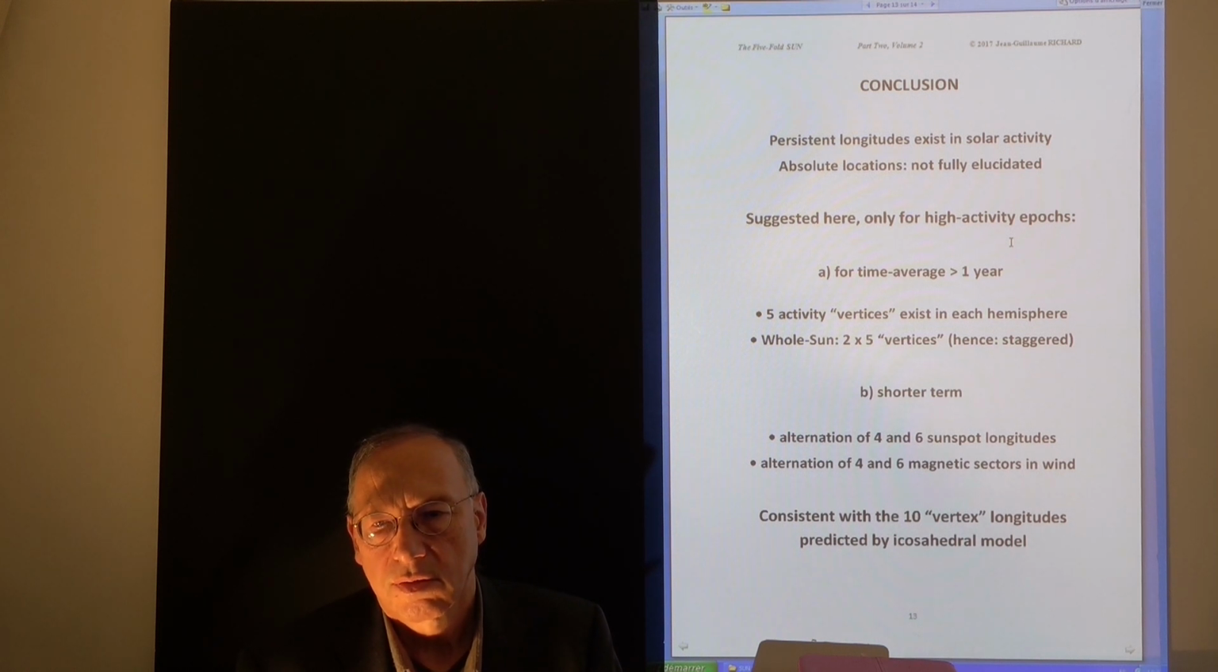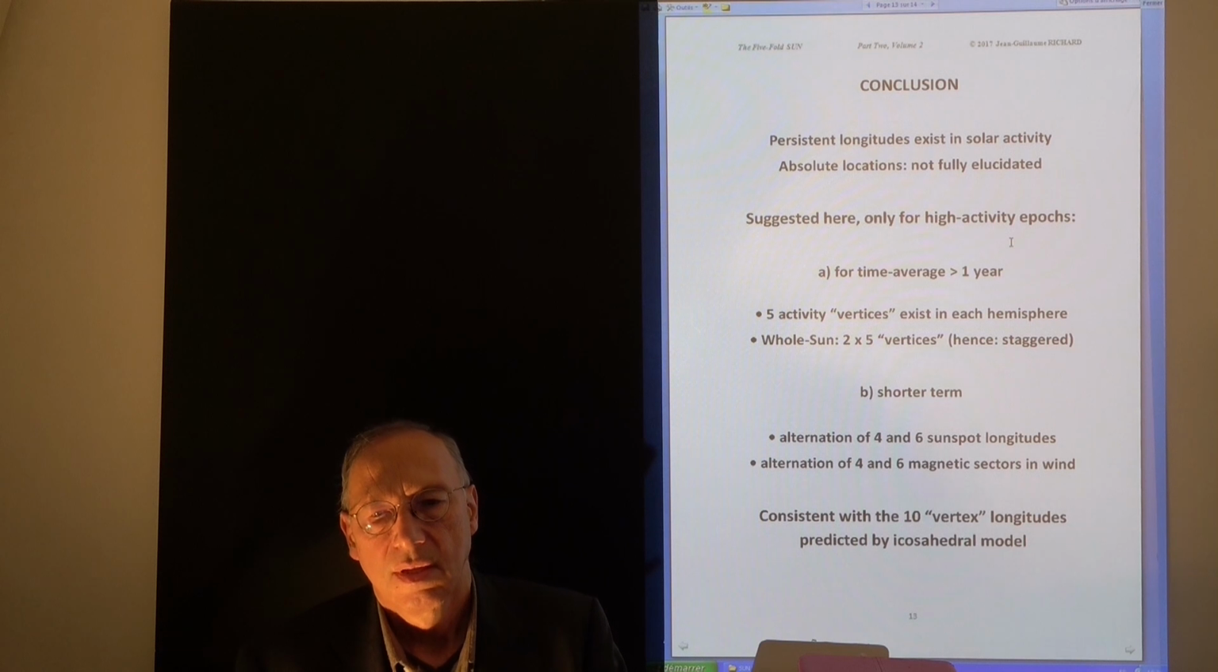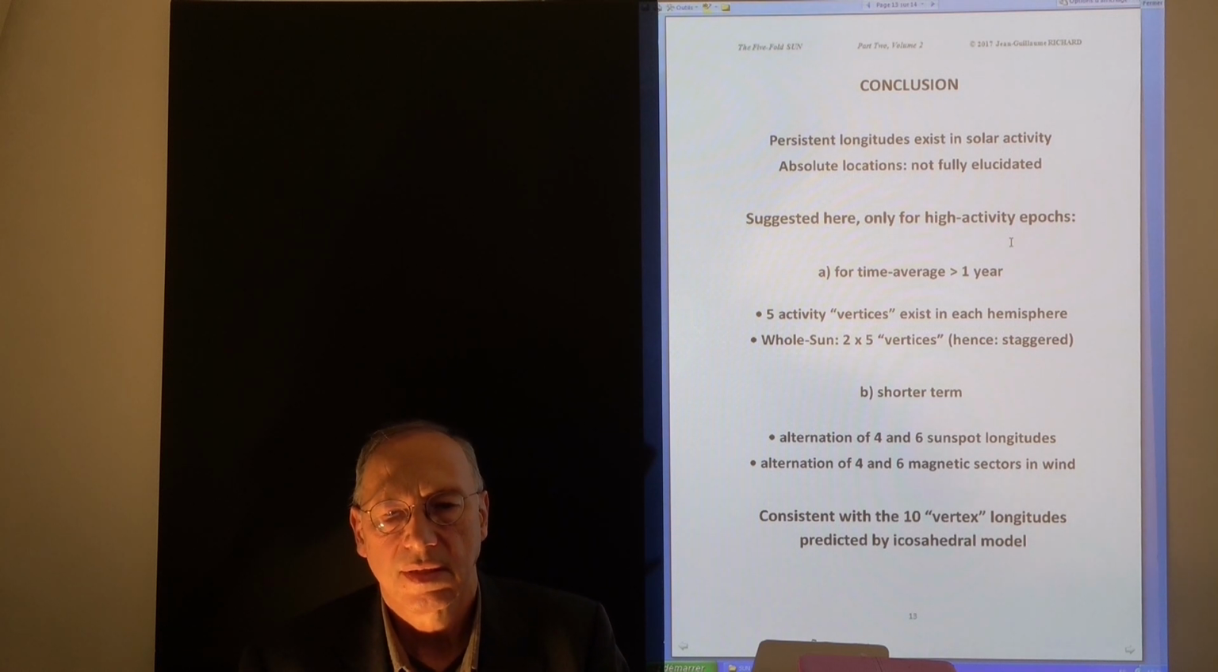Secondly, in the shorter term, less than 1 year, during these high activity epochs, there is an alternation that is observed between 4 and 6 persistent sunspot longitudes, and also between 4 and 6 magnetic sectors in the solar wind. So all of these findings seem to be consistent with the 10 vertex longitudinal lines predicted by the suggested icosahedral model, which was shown again at the beginning of the present video.